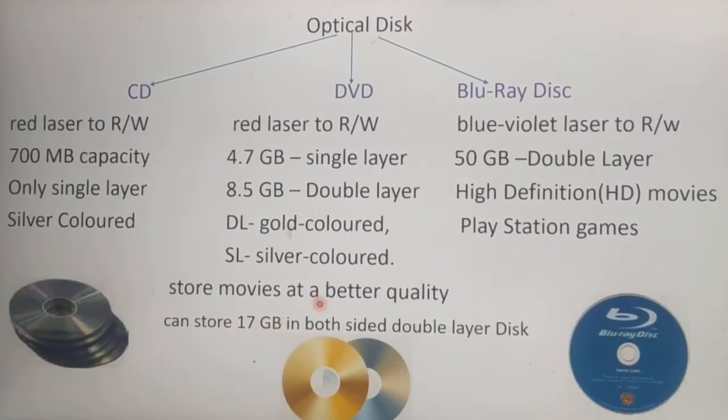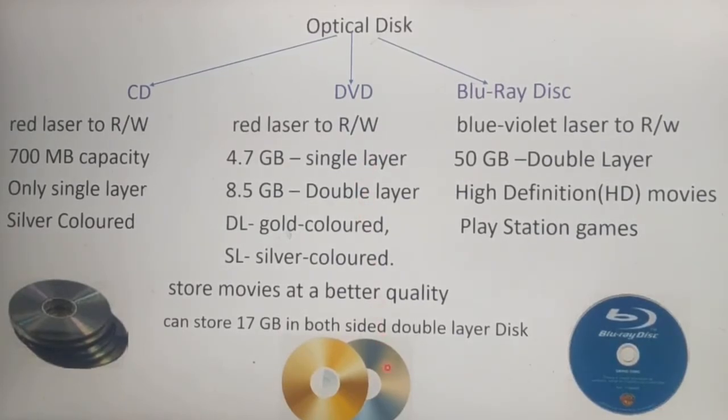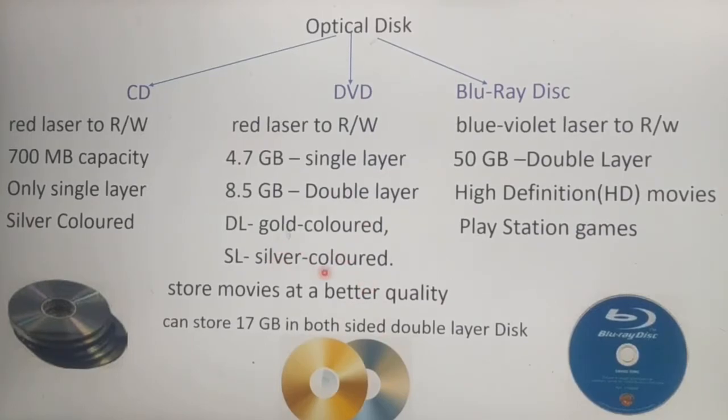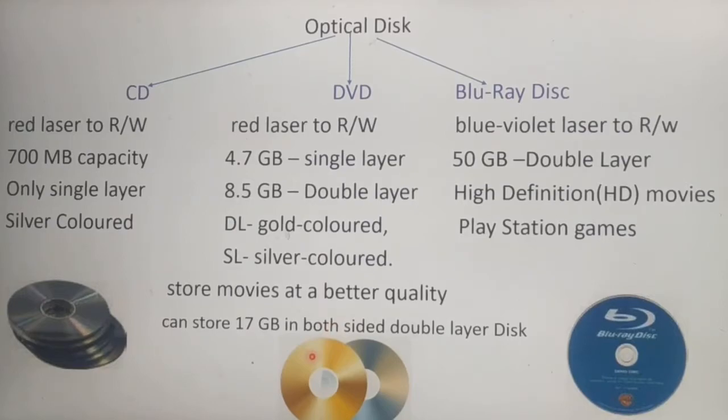How can we identify both single layer as well as double layer discs? The single layer disc is colored with silver. At the same time, the double layer disc is colored with gold. By using this color, we can identify both single layer as well as double layer discs.